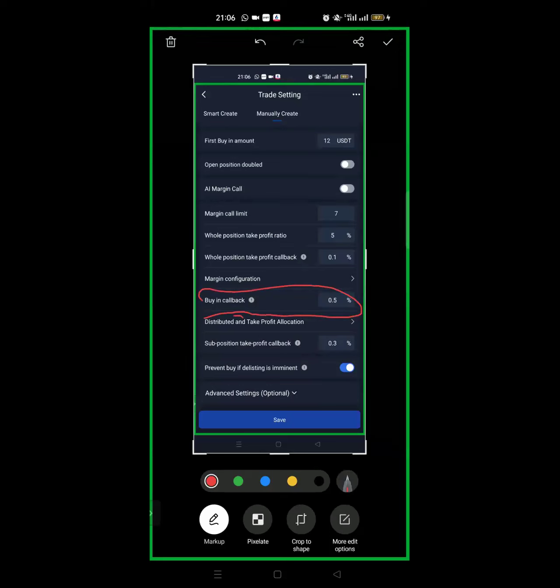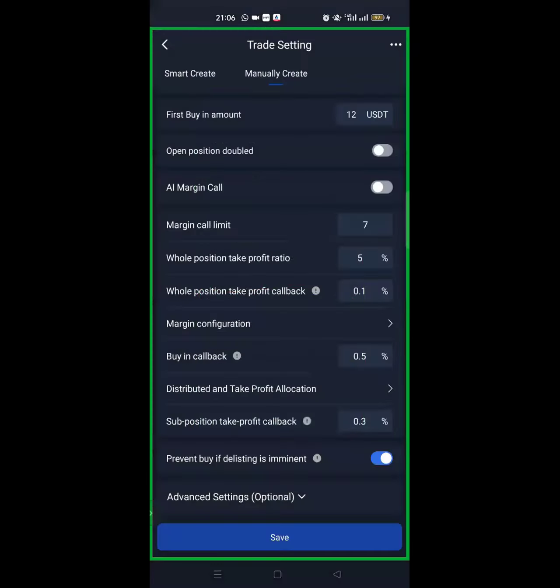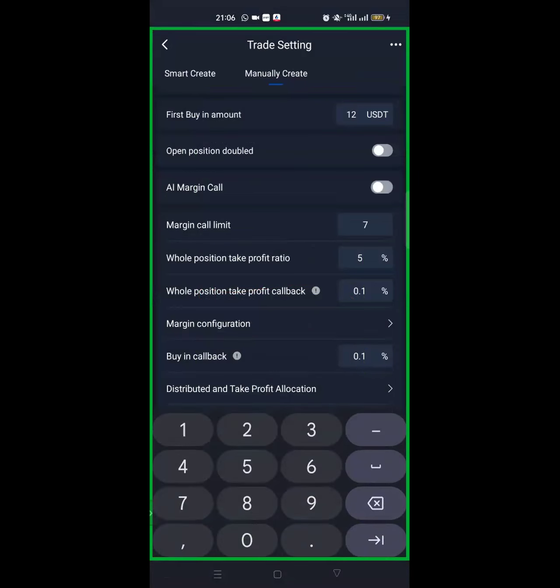This is how you want your robot to buy. So I'm going to explain this callback. My callback, I don't usually put it at 5% because for me it's too high. So usually my callback, I usually set it at 0.1 or 0.2. So I'm going to explain this function for you.